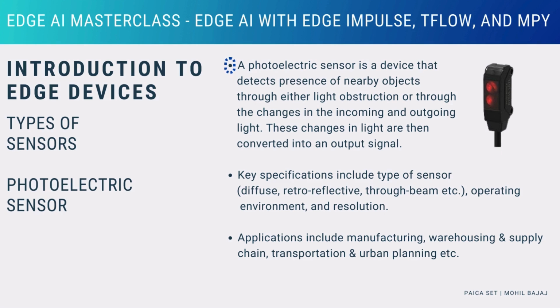A photoelectric sensor is a device that detects the presence of nearby objects through changes in the light signal that it sends out into the environment. It captures these changes in light and converts them into an electrical output signal.